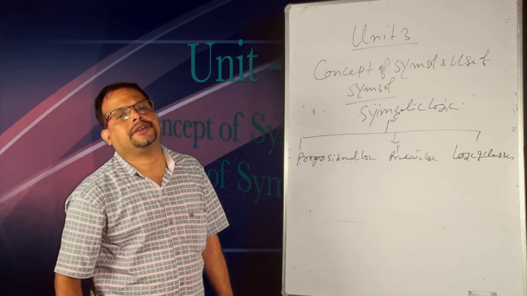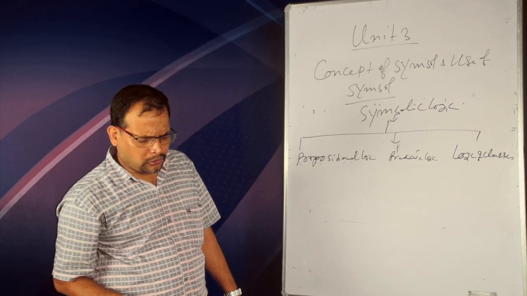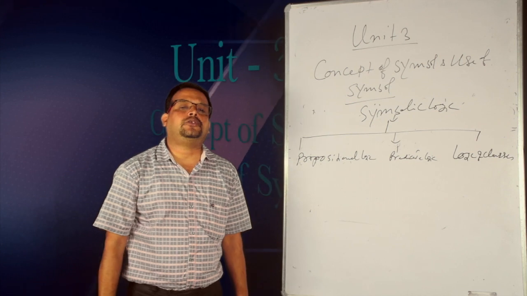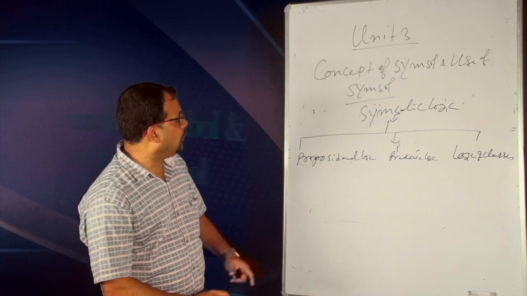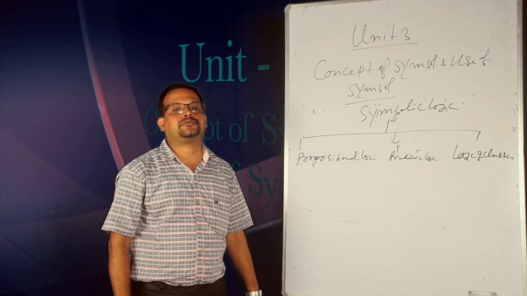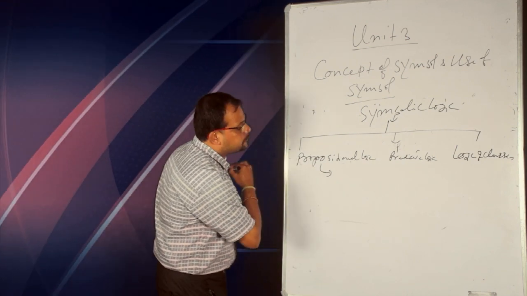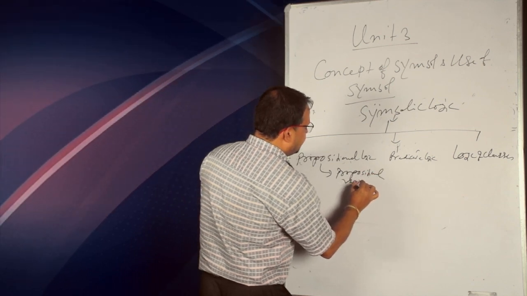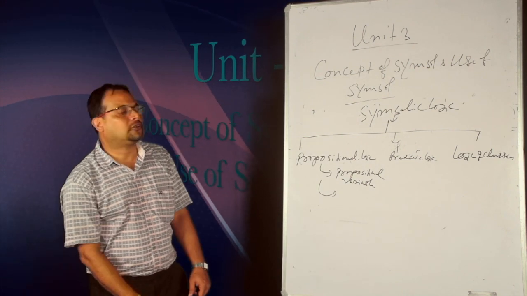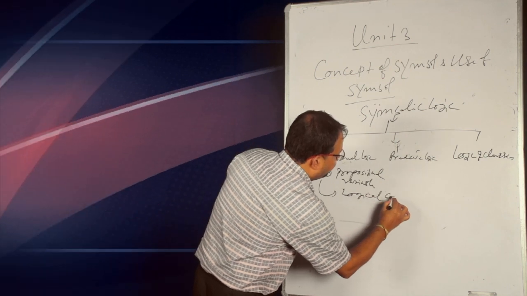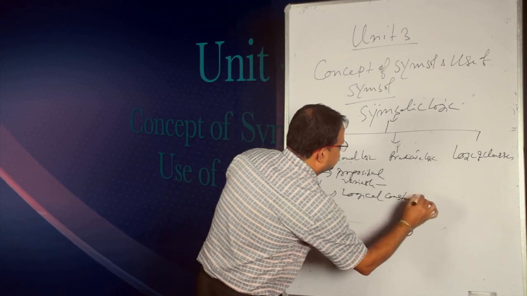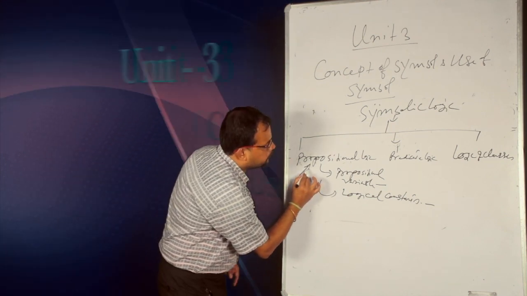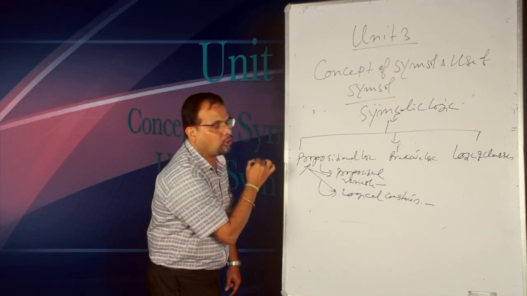Dear learners, now you see symbols used in propositional logic. This is also a very, very important concept in this unit. In order to perform its specific functions, propositional logic makes use of mainly two types of symbols. The first one is propositional variables and the second one is logical constants.